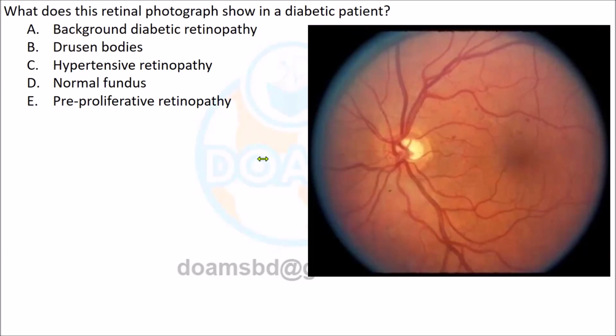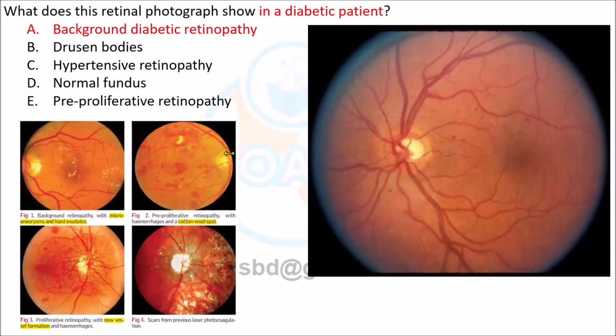Can you remember the discussion, Dr. Rita? Yes, sir. Should we say pre-proliferative or background? Sir, pre-proliferative retinopathy.